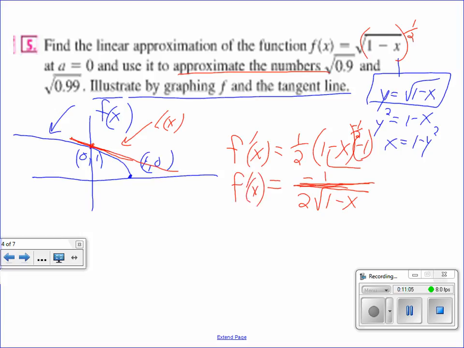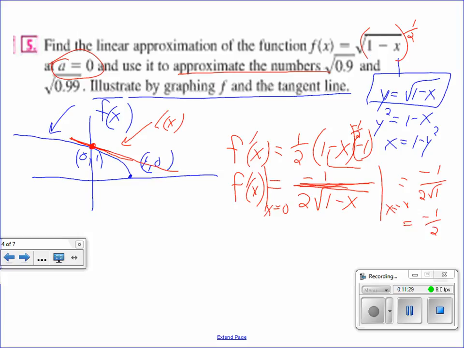Now, where do they want this? Well, I'm interested in this at x equal to 0. It says a equal to 0, centered. I want my tangent line centered right there. So if I put in x equal to 0, what do I get? I get -1 over 2 times the square root of 1, just -1/2.